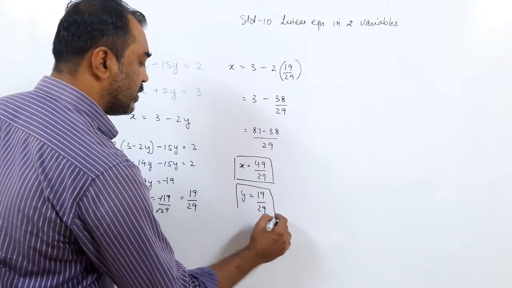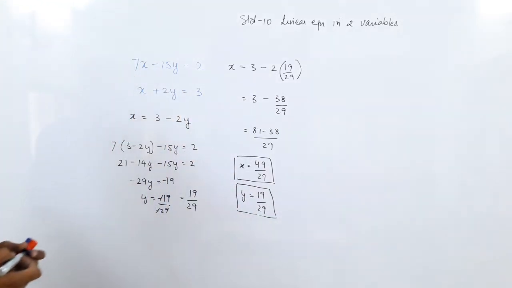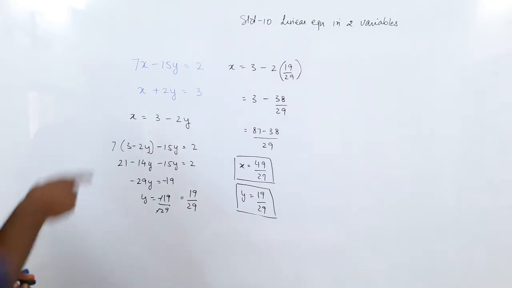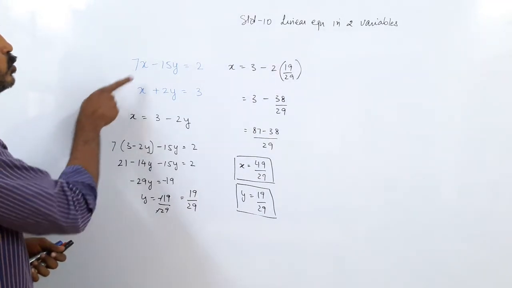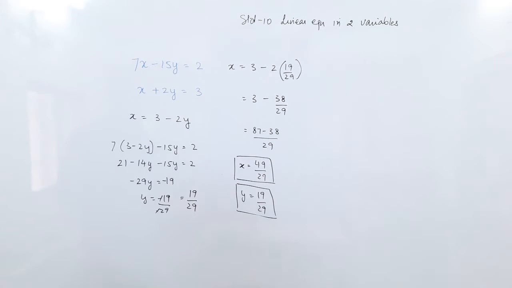So we can get any answer that is based on the equation. But why did we get a unique solution here? Because you can see a1 upon a2 is not equal to b1 upon b2. Yes? So is it clear to you? a1 upon a2 is not equal to b1 upon b2.